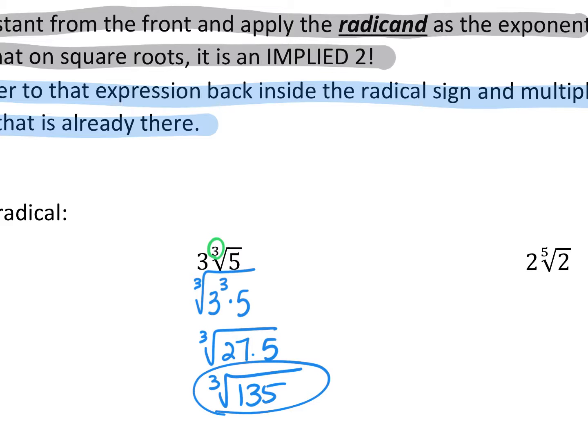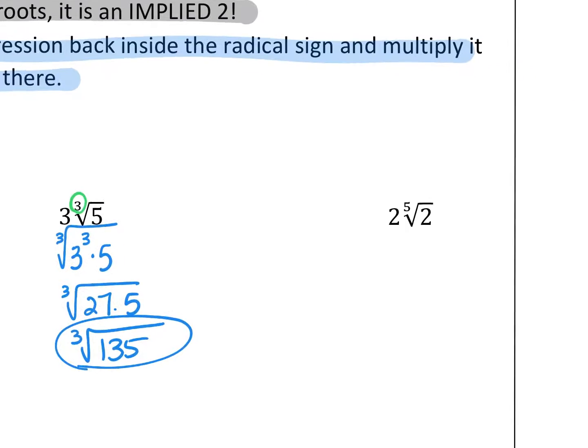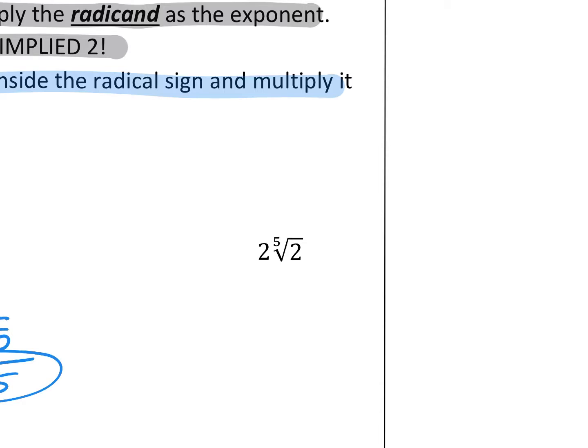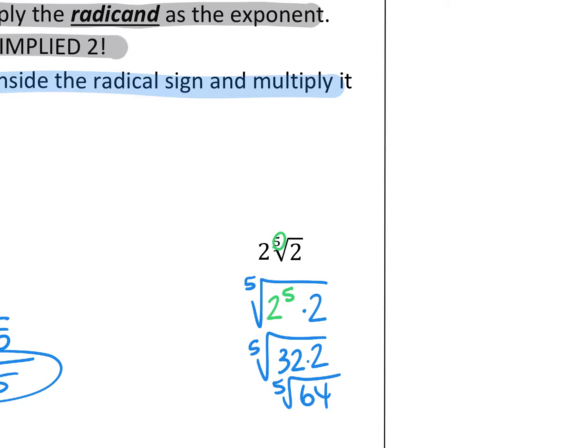Okay, let's just look at one more example, and then you'll be good to go. So I've got 2 times the fifth root of 2. So this is going to be all fifth roots here, right? So it's going to become 2 to the power of 5 times 2. So 2 to the power of 5 is 32 times 2. So I end up with the fifth root of 64.